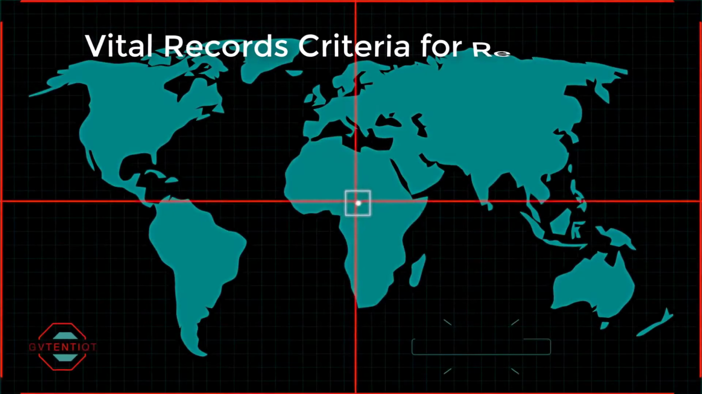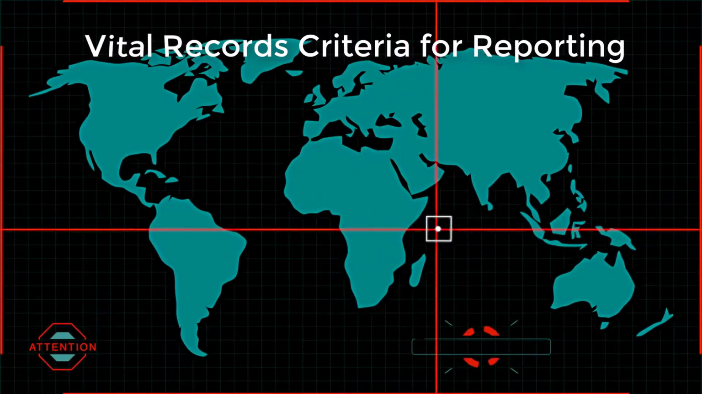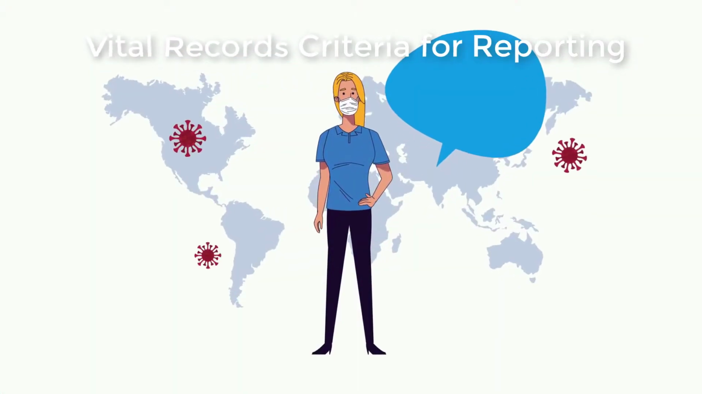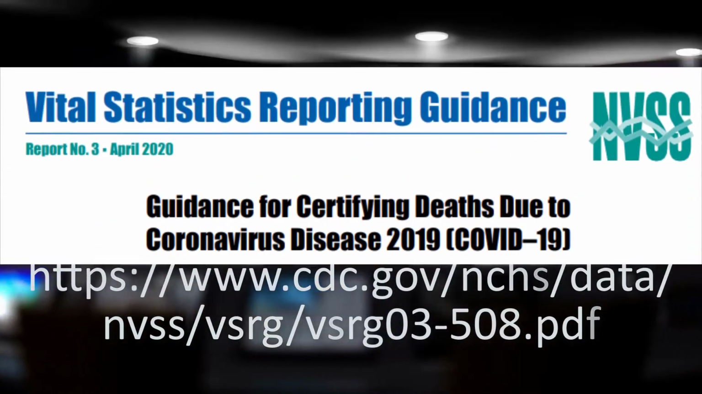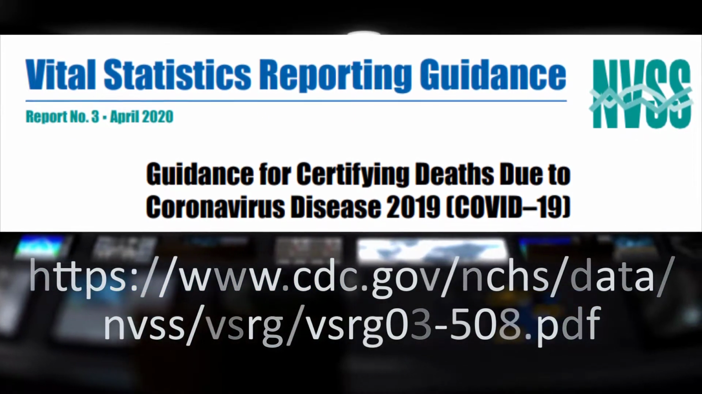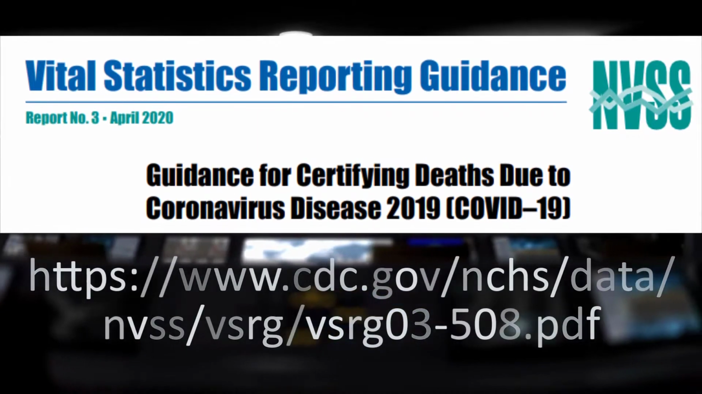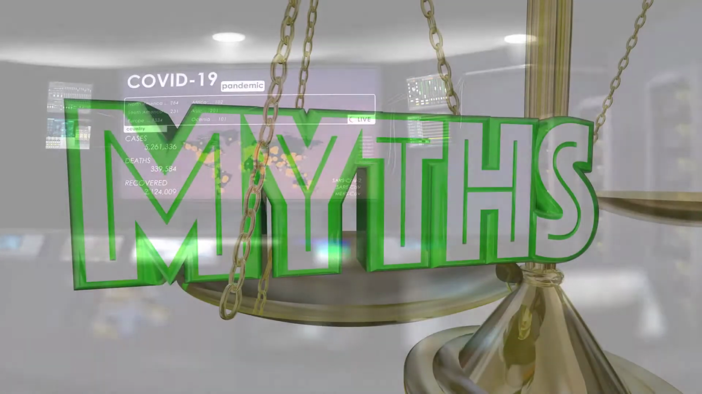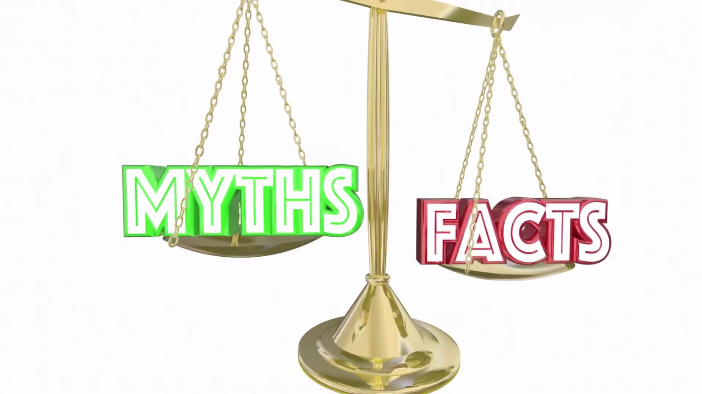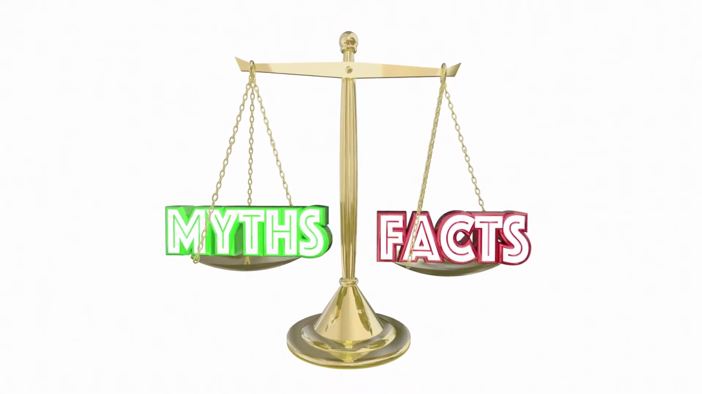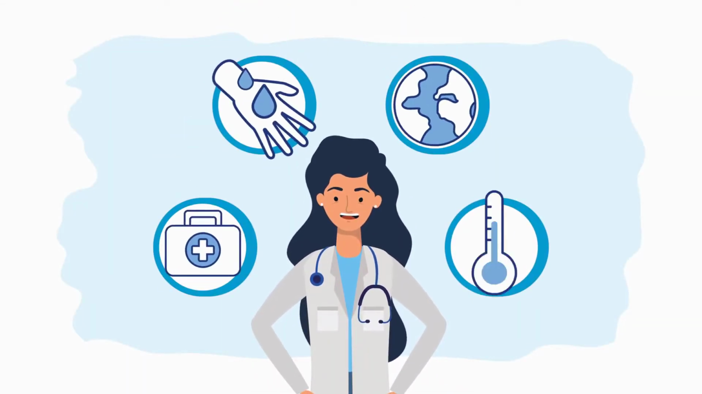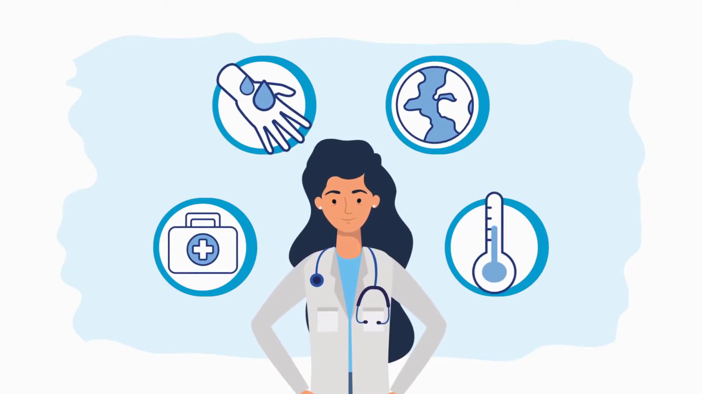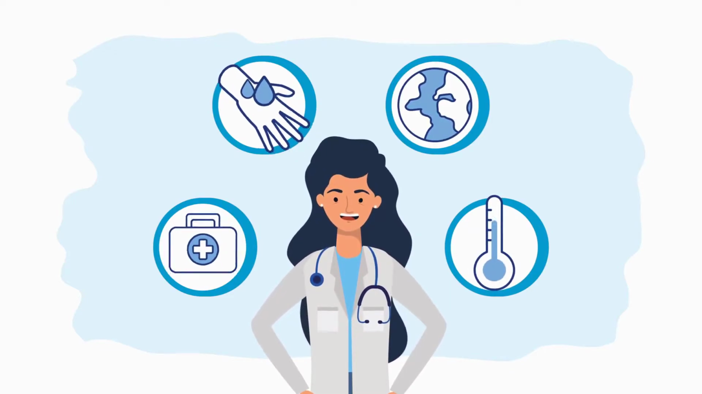Criteria 4. A death certificate that lists COVID-19 disease or the coronavirus as a cause of death or a significant condition contributing to death. In April 2020, a memo was distributed by the CDC called Vital Statistics Reporting Guide, Guidance for Certifying Deaths Due to Coronavirus Disease 2019. This document states that it is acceptable to report COVID-19 on a death certificate without testing confirmation in cases where a definite diagnosis of COVID-19 cannot be made, but it is suspected or likely. It is acceptable to report COVID-19 on a death certificate.